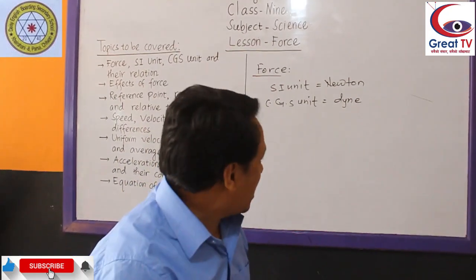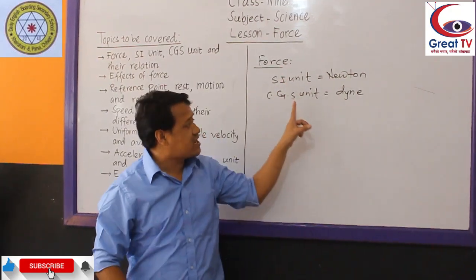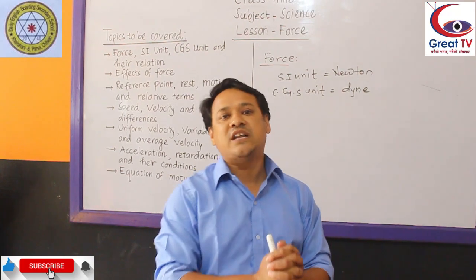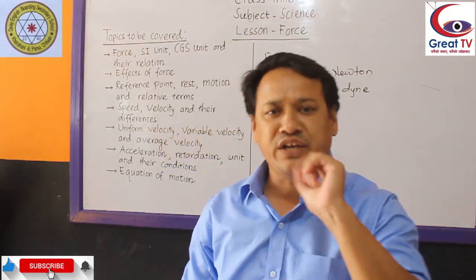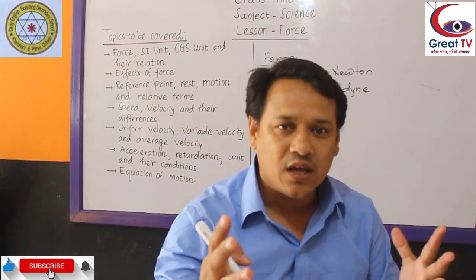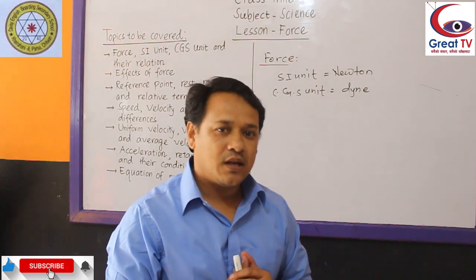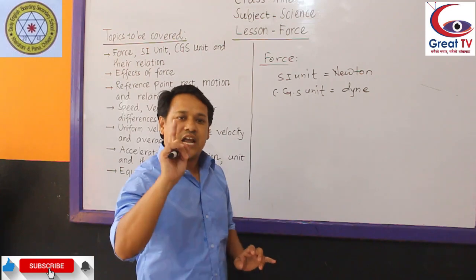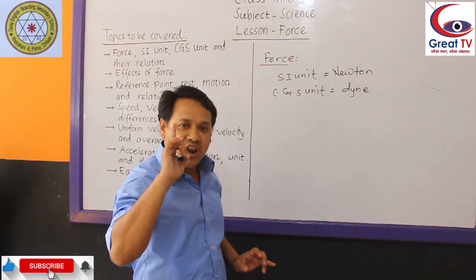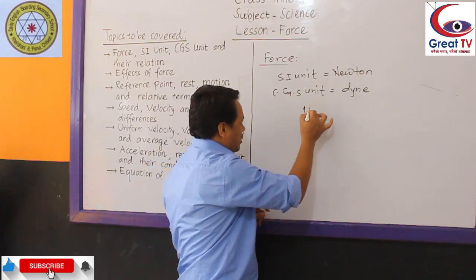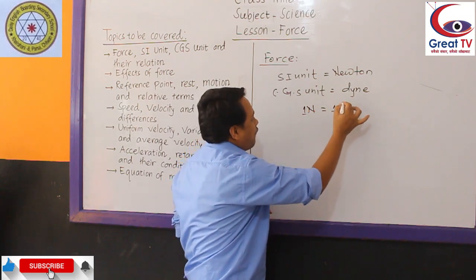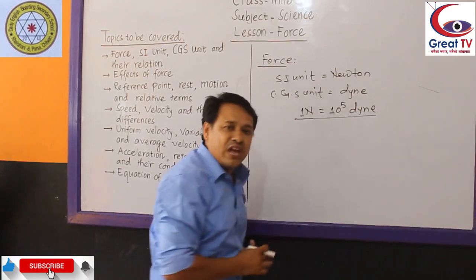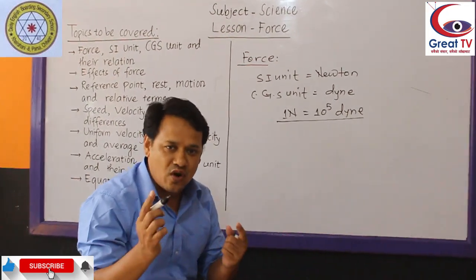Again, can you say what is the relation between the SI unit and CGS unit of force? It means how many dynes are there in 1 Newton force? Can you guess it? Okay. 1 Newton equals 10 to the power 5 dyne, 1 lakh dyne. How can you show it? Do you know? I can.